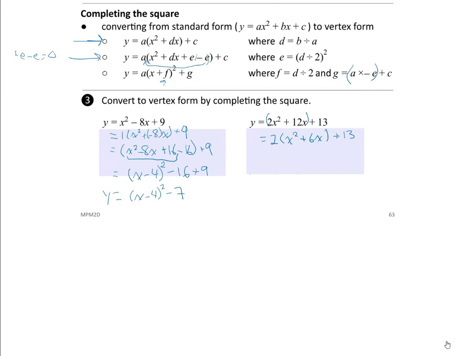Now we need to add half of the b value squared, or the d value squared. Our d value is 6. So if I have 2 here, this becomes x squared plus 6x. Half of 6 squared. So half of 6 is 3. Square it, you get 9. So you add 9. Plus 9 minus 9. And I effectively just added 0, because plus 9 minus 9 is 0.